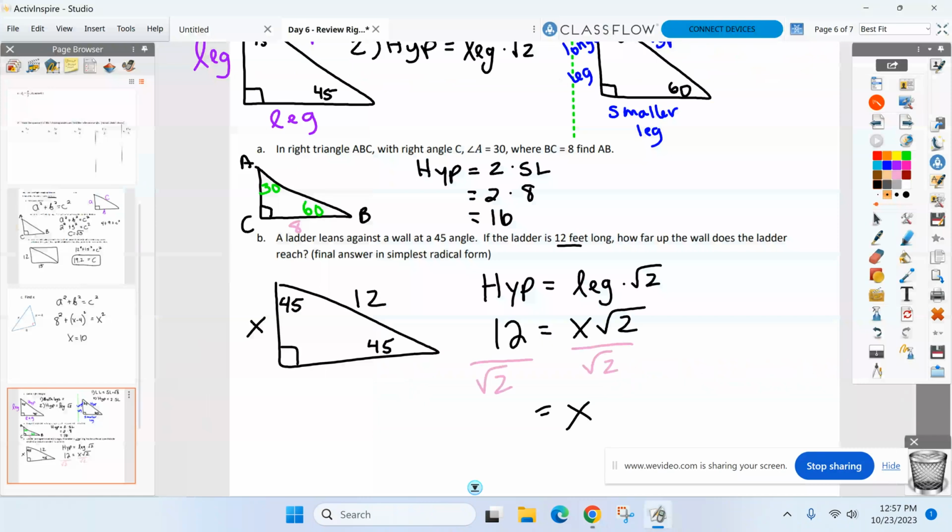And this is why I'm having you use those calculators. Do you remember last year in Algebra 2, you can't have a radical in the denominator. You've got to multiply top and bottom by radical 2. It's a pain in the butt. We'll do it for you now. Okay? We'll do it for you.